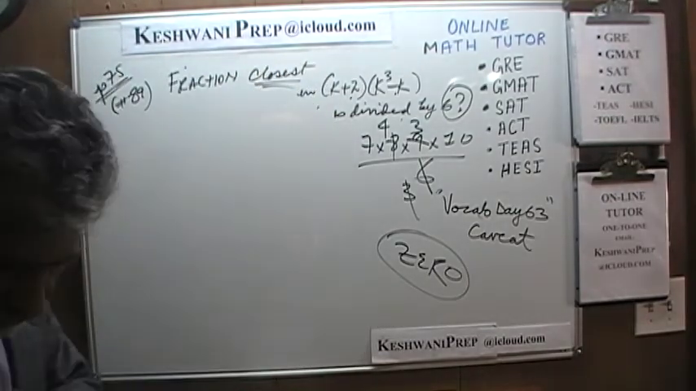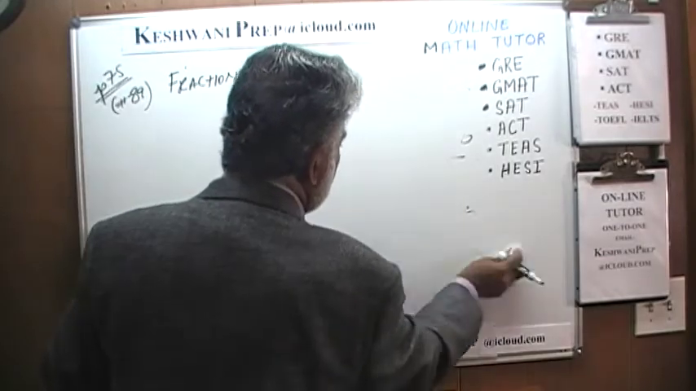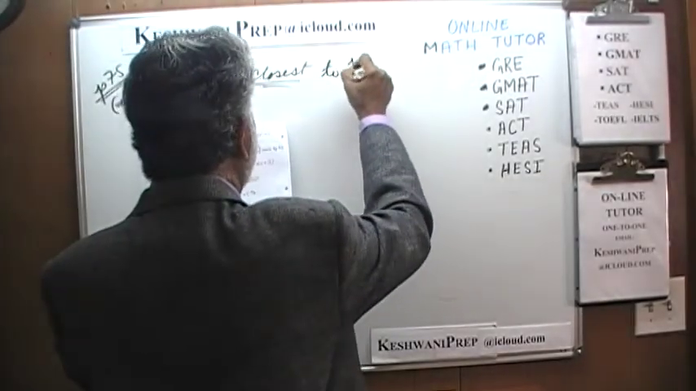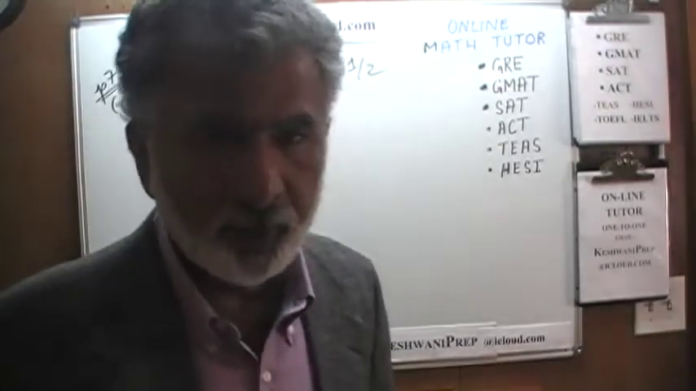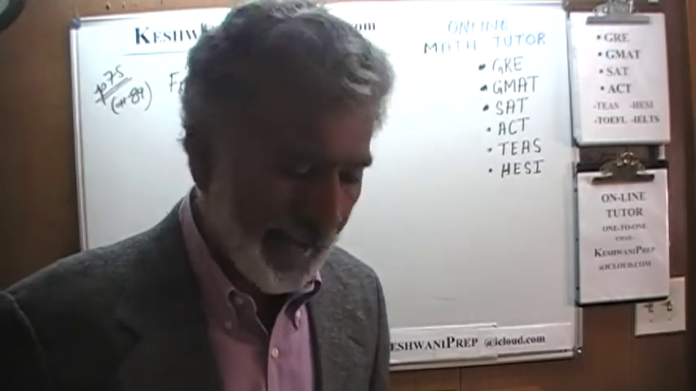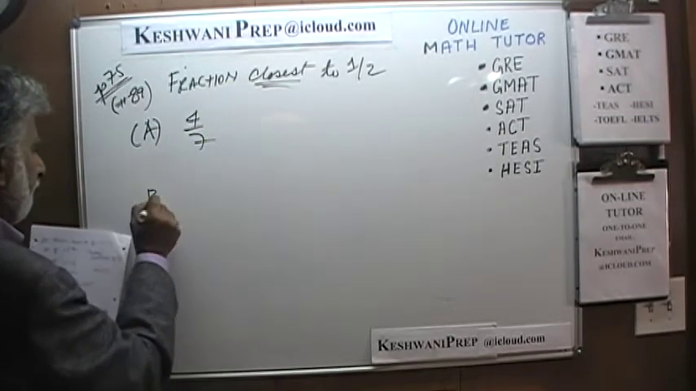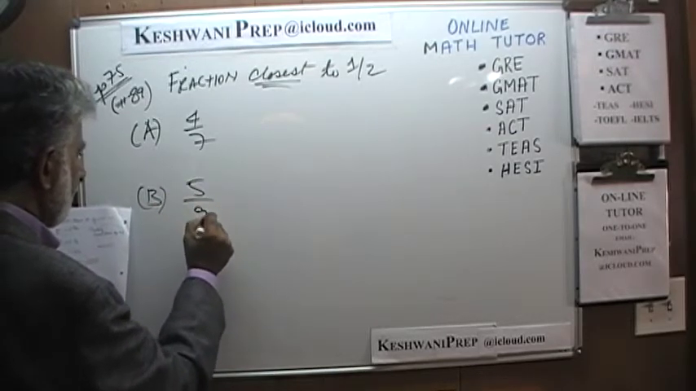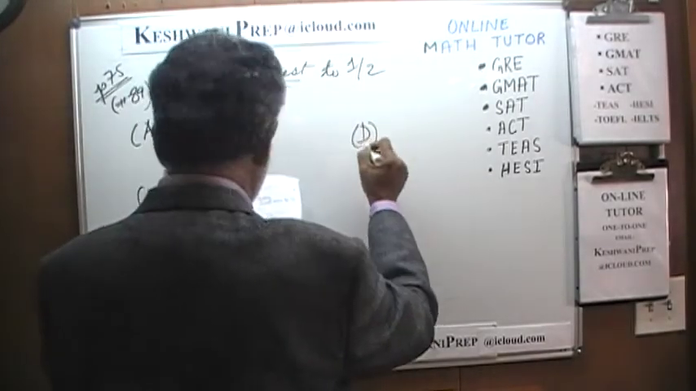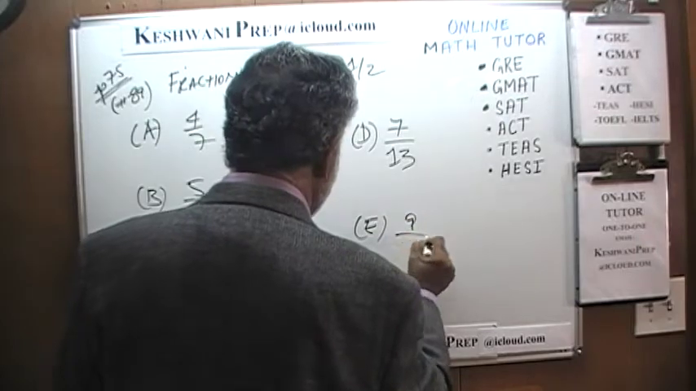I'm going to erase all of this. Closest to half. We are given a whole bunch of fractions. When I say whole bunch, precisely 5, because there are 5 answer choices, and our job is to locate the one that comes closest to being half. Let's see what we have. A is 4/7, B is 5/9, C is 6/11, D is 7/13, and E is 9/16.